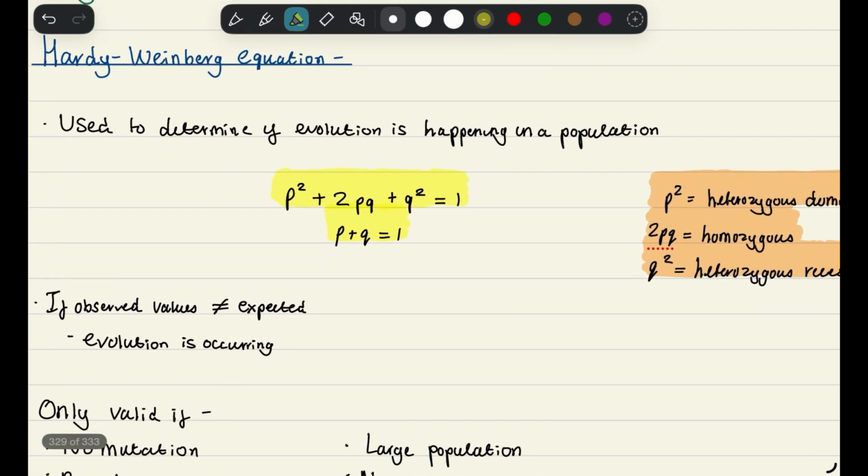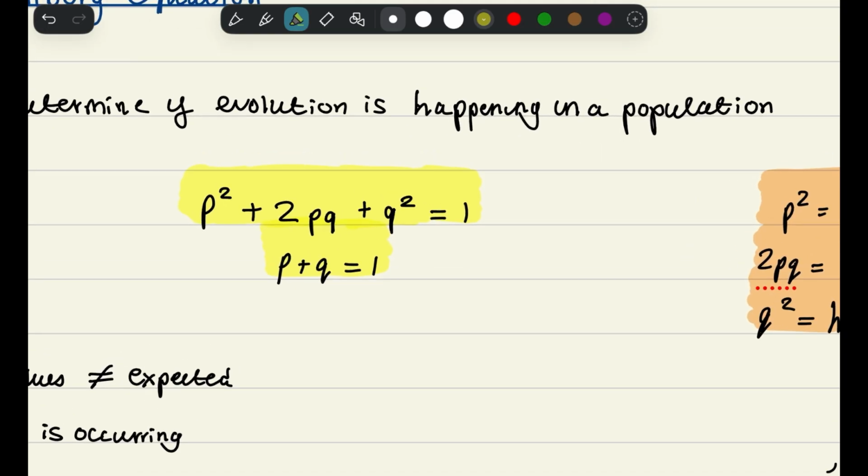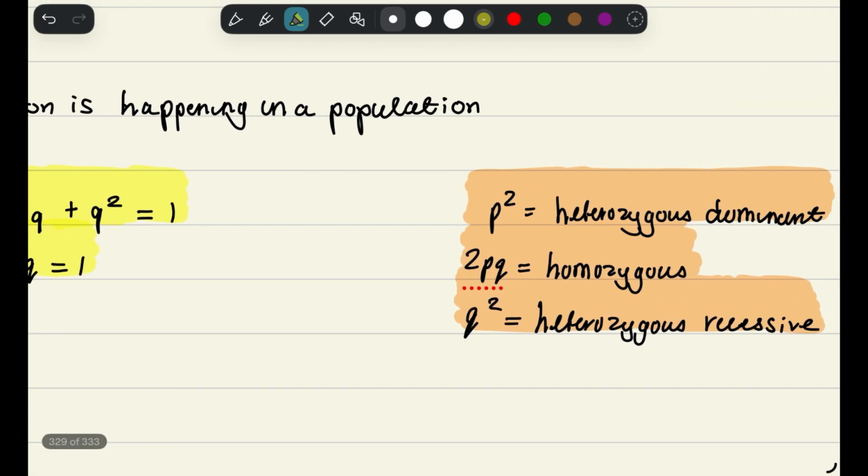Now, the Hardy-Weinberg equation. Don't want to spend too much time on this because I believe if you can get this down, again, pretty easy marks. But essentially, it's the formula that we use to determine whether evolution is going on. And you can see the formulas there. So you've got p squared plus 2pq plus q squared is equal to 1, or p plus q equals 1. And let's just quickly define that. P squared, homozygous dominant individuals, 2pq, heterozygous, and q squared, homozygous recessive. And this is as a percentage or as a decimal of the whole population.